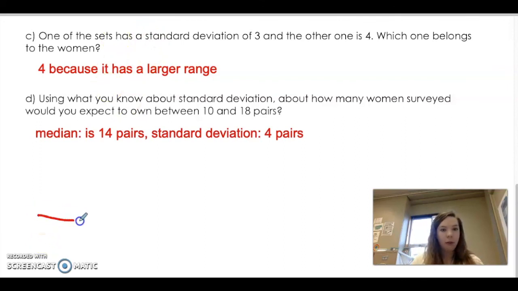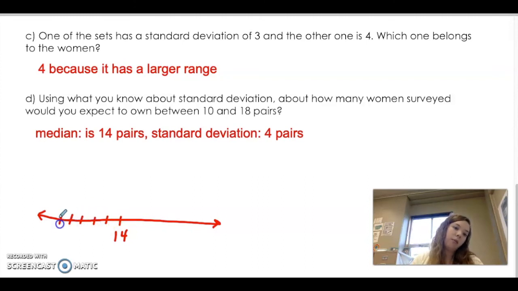So if you have a bell curve where your median's right in the middle, one standard deviation away would be, well here, let's go ahead and add marks: 12, 10, 8, 6, 4, 2, 0. And then we'll go up the same amount: 16, 18, 20, 22, 24, 26 about. One standard deviation away would be right here at 10 and then here at 18, which is what our question is asking us about.